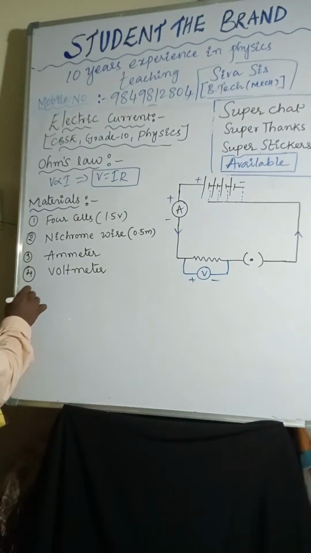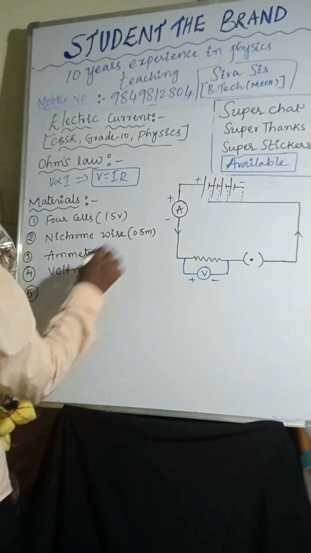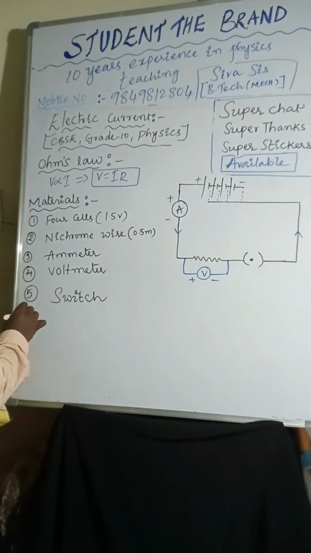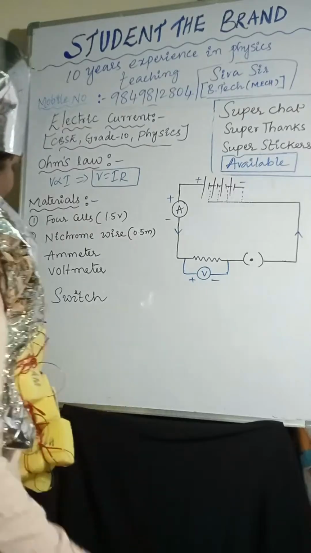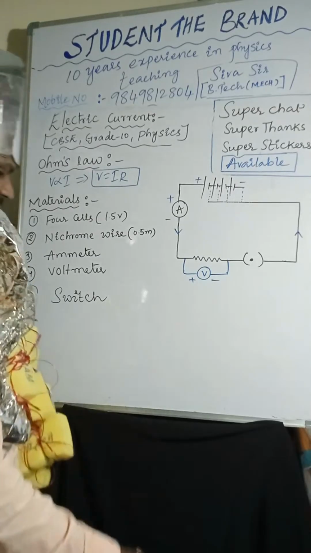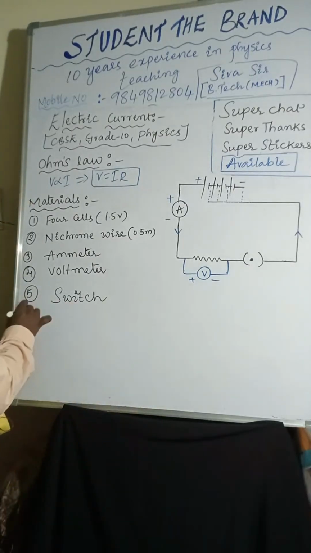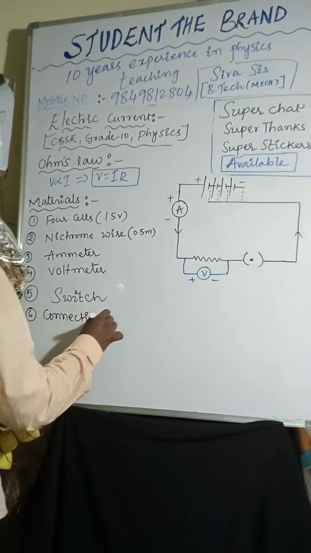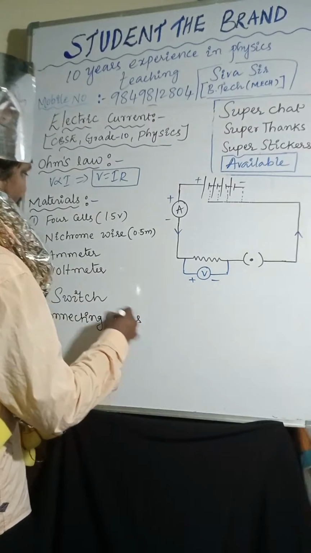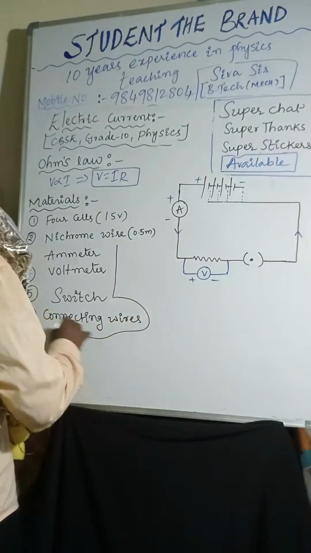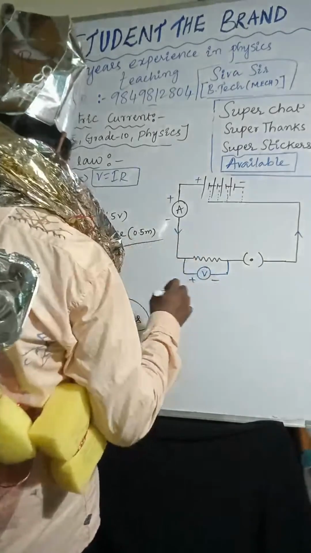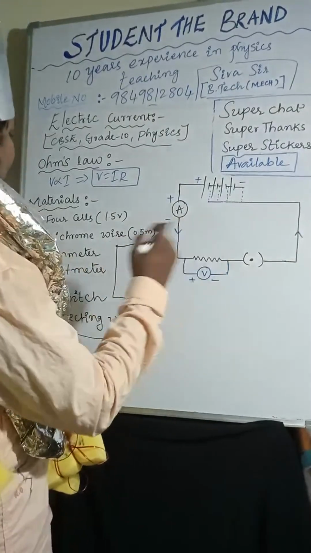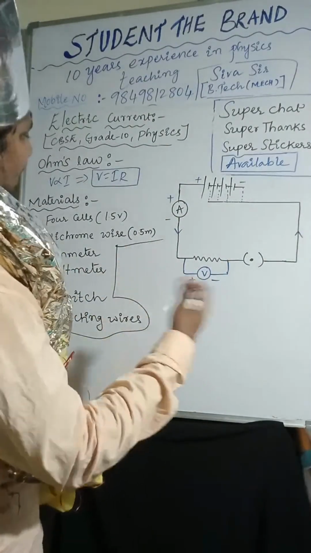Ammeter and voltmeter. Fifth one, switch. Sixth one is connecting wires. Materials: 4 cells, 1.5 volts each, nichrome wire 0.5 meter, ammeter, voltmeter, switch, connecting wires.